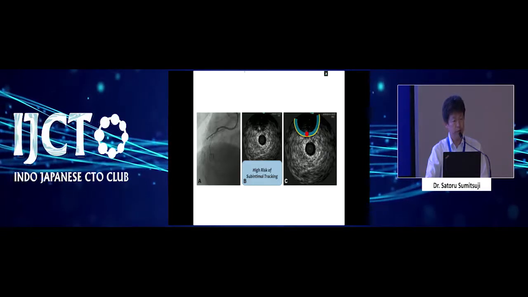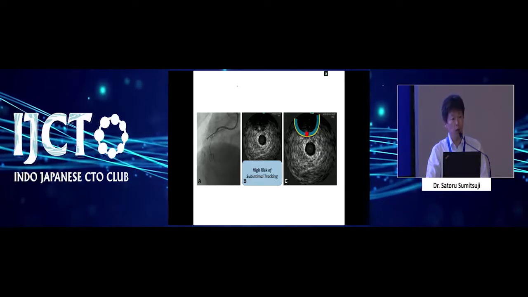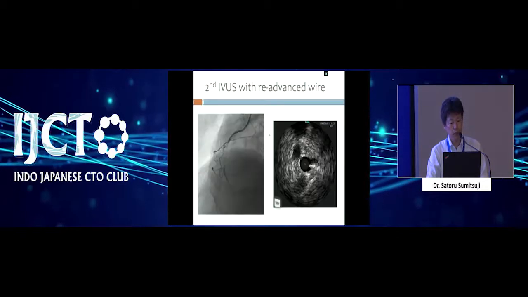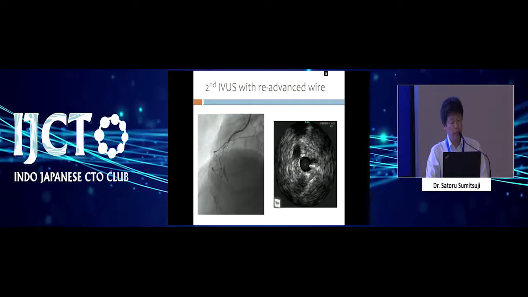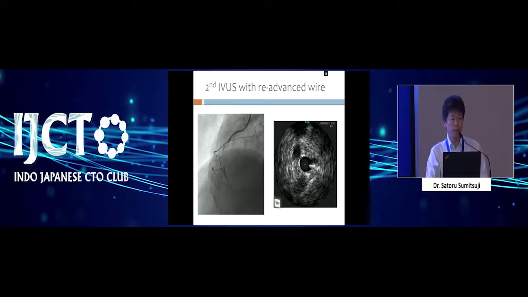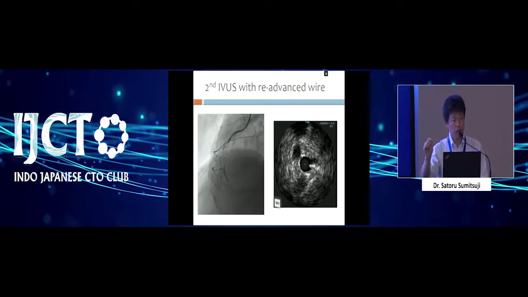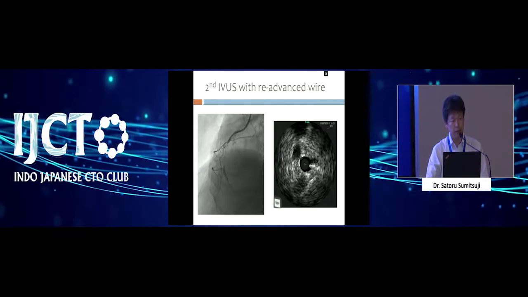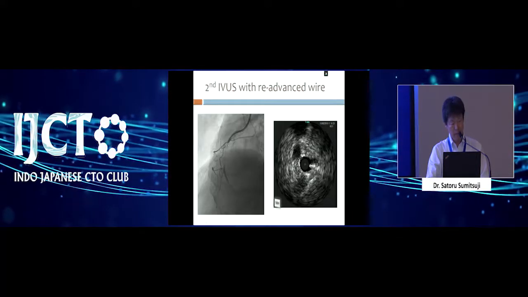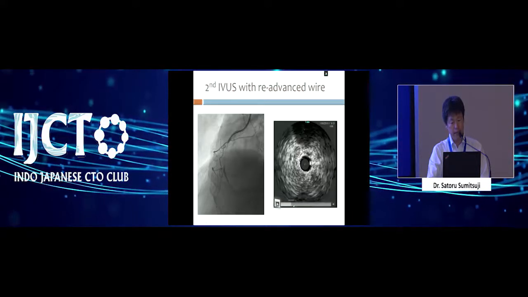And what should we do next? Parallel wire, it's okay, but how? Because with using this IVUS image from the entry, everything is wrong. So we must redirect from the entry side. And then I puncture a little bit more inside, and then check the IVUS.